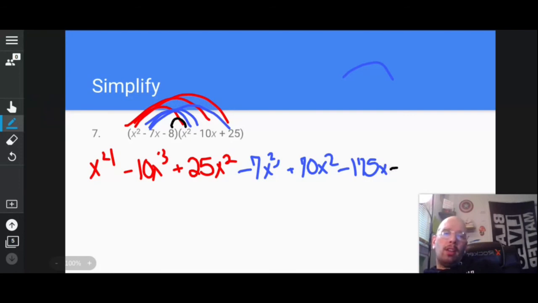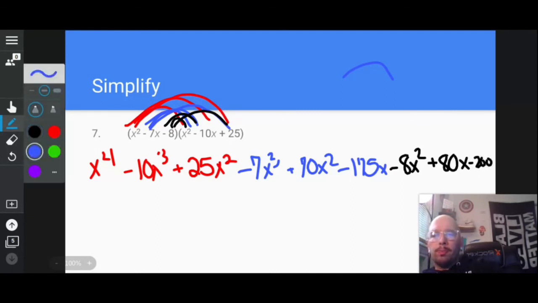Negative 8 times x squared is negative 8x squared. Negative 8 times negative 10x is going to be positive 80x. And negative 8 times 25 is going to be negative 200. Now let's combine like terms.